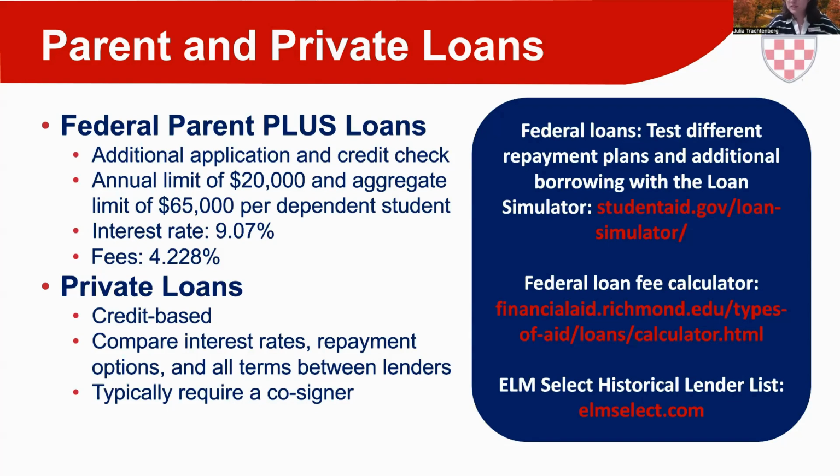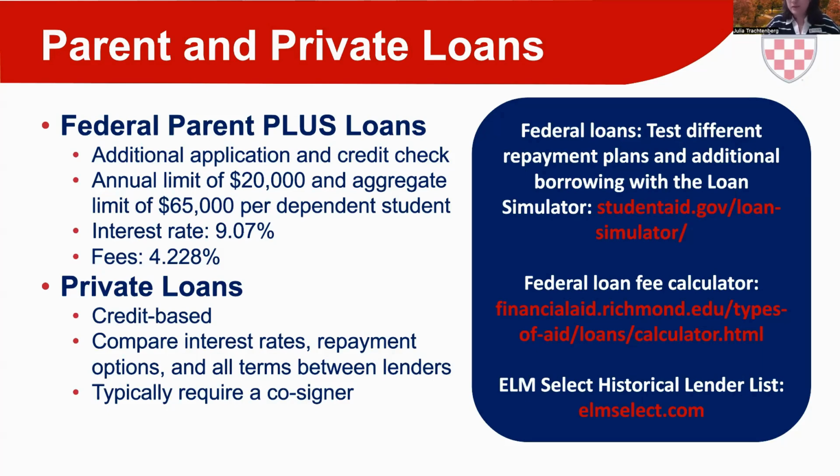Some other resources and links are here on the right side of the screen. For federal loans, there's a loan simulator tool on studentaid.gov where you can see how much interest is going to accrue on the loans you have, estimate and plan future borrowing, and also compare repayment plans on that tool. Our website, the financialaid.richmond.edu website, also has a loan fee calculator. So that can help you determine maybe how much Plus loan you need to borrow to offset the fee and still cover the expenses that you want it to cover.